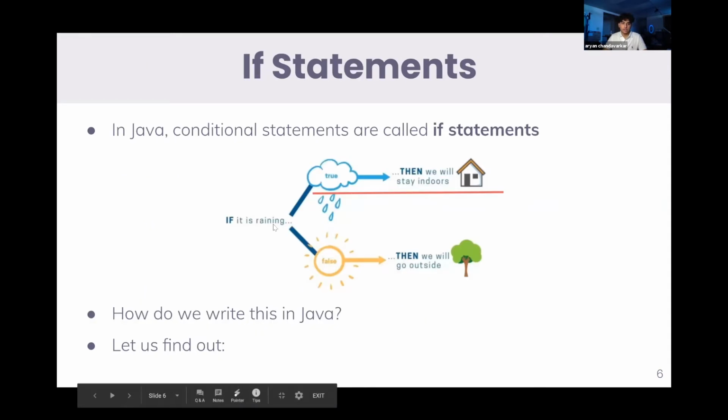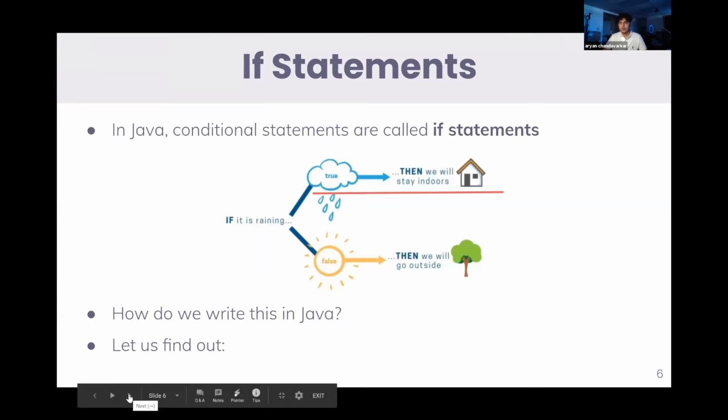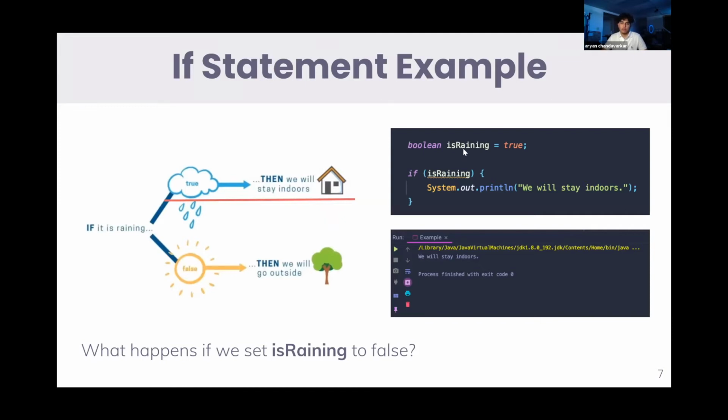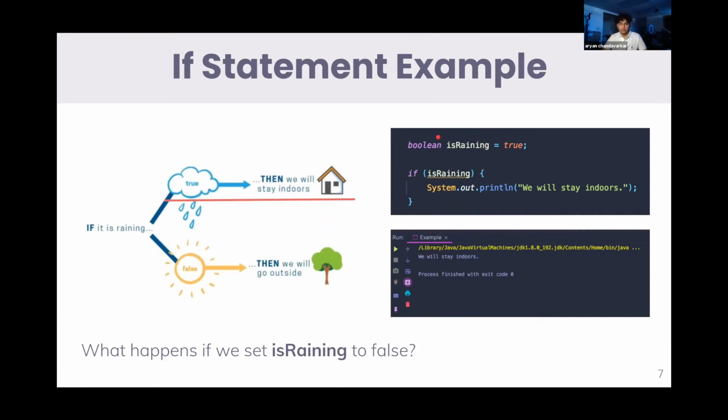So again, in this case, if it is raining, if it is true, so if it is raining outside, then we stay indoors. So we do this in Java a lot. And how we do this is through an if statement. Basically, we have a Boolean, and that's a variable, and we assign an identity to the variable. And we can call it whatever we want. It doesn't necessarily have to be called isRaining. We could name it whatever we want, but we want to make it logical.